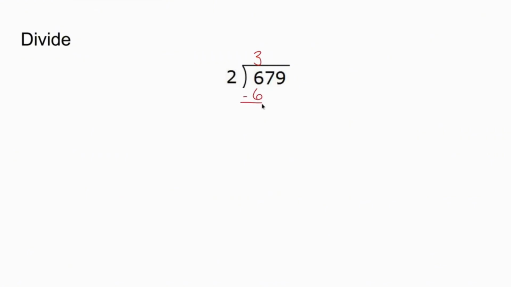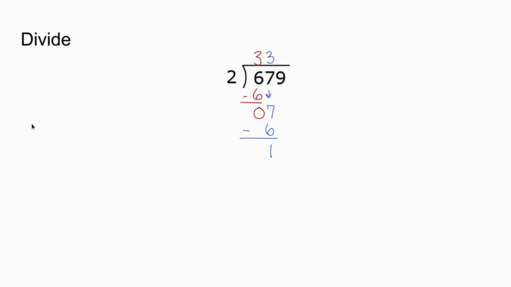6 minus 6 is 0. Write down 0 and drop down the next number, which is 7. Now repeat the process. 2 goes into 7, not evenly, but it goes into 6 3 times. So we write out a 3, do 3 times 2, which is 6, and subtract those numbers. 7 minus 6 is 1.